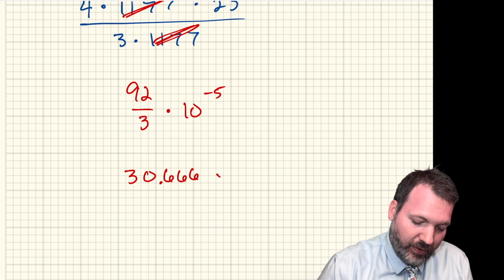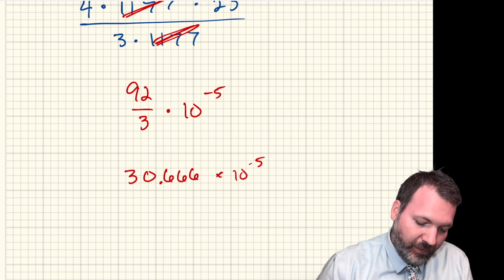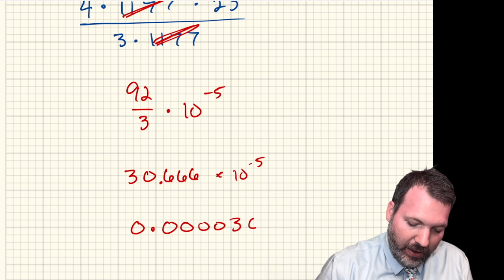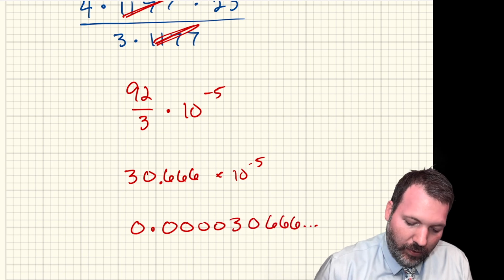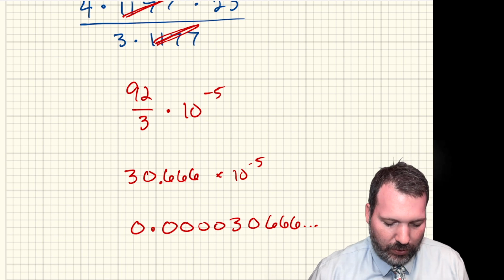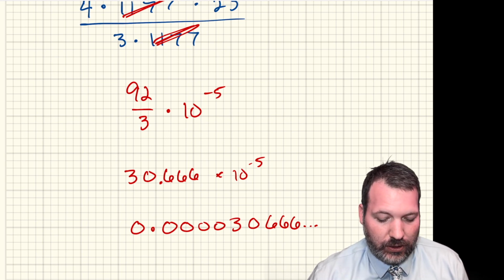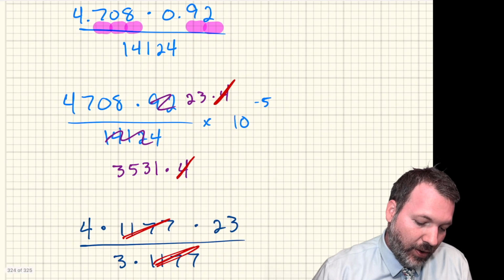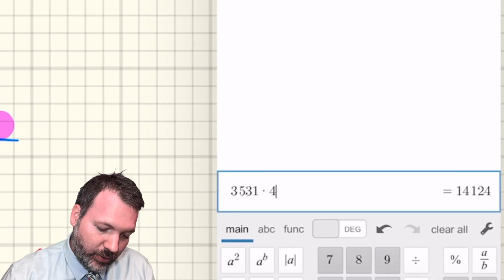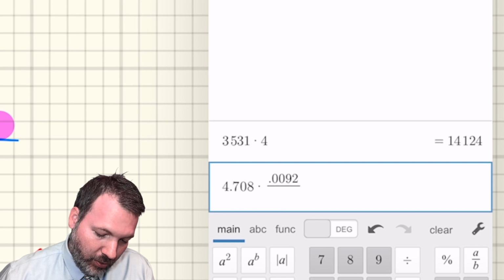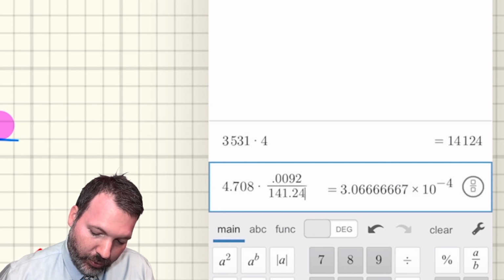So that's going to be 30.666 on and on forever times 10 to the negative 5th. And so now we can count over 1, 2, 3, 4, 5. And so that should be 0.000030666 on and on forever. Now I want to bring the calculator back and see, did we do that correctly? 4.708 times 0.0092, and then the whole thing is divided by 141.24.